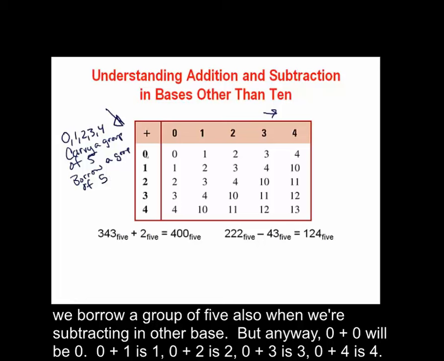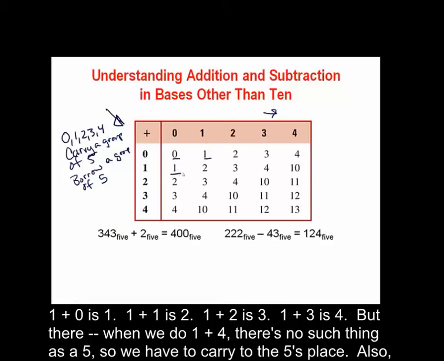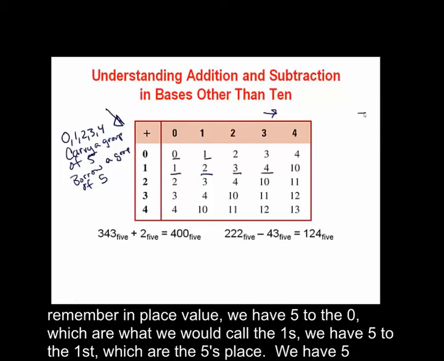But anyway, 0 plus 0 will be 0, 0 plus 1 is 1, 0 plus 2 is 2, 0 plus 3 is 3, 0 plus 4 is 4. 1 plus 0 is 1, 1 plus 1 is 2, 1 plus 2 is 3, 1 plus 3 is 4, but when we do 1 plus 4, there's no such thing as a 5, so we have to carry to the 5's place. Also, remember, in place value, we have 5 to the 0, which are what we would call the 1s. We have 5 to the first, which are the 5's place.